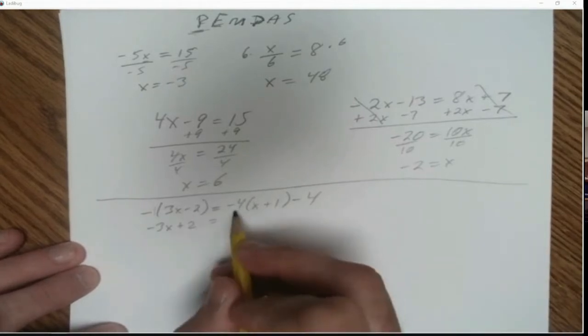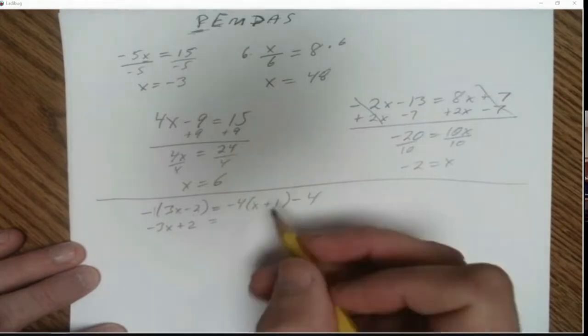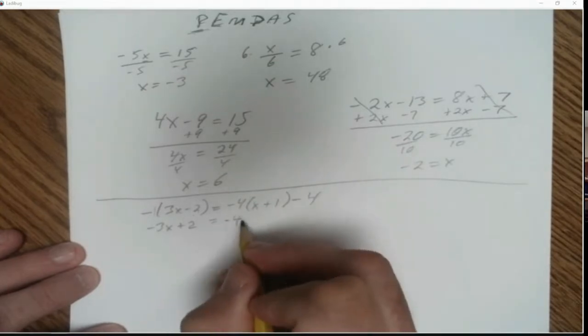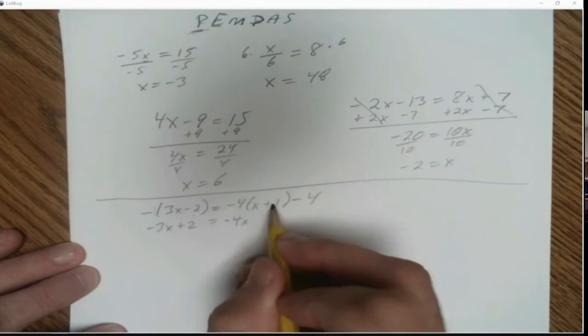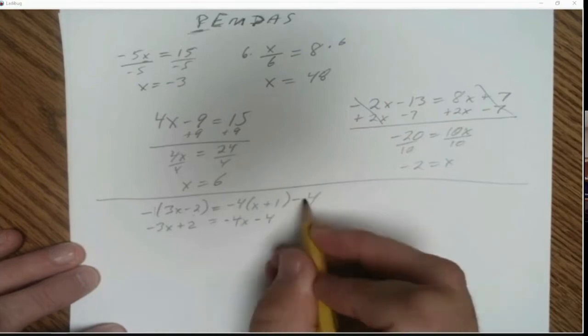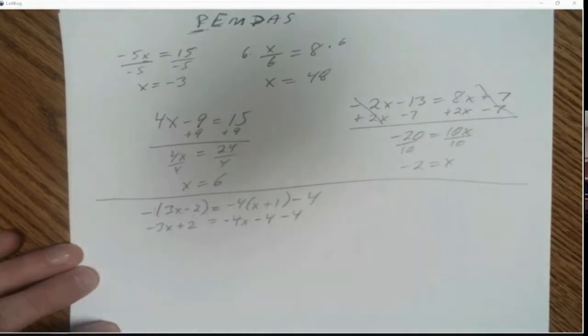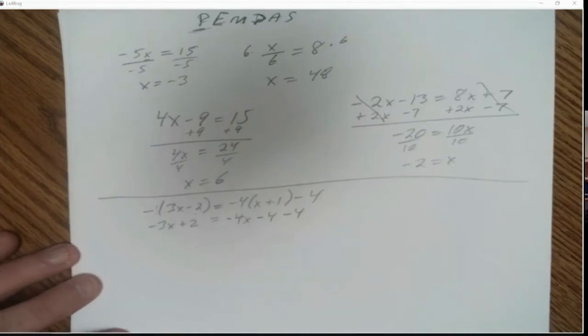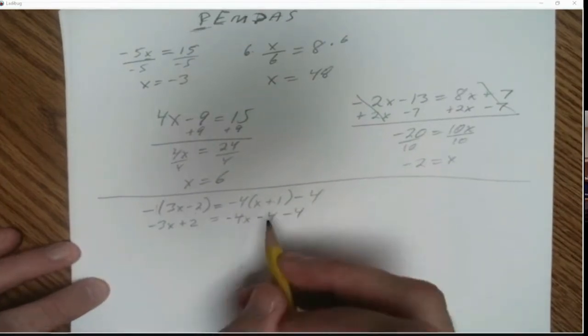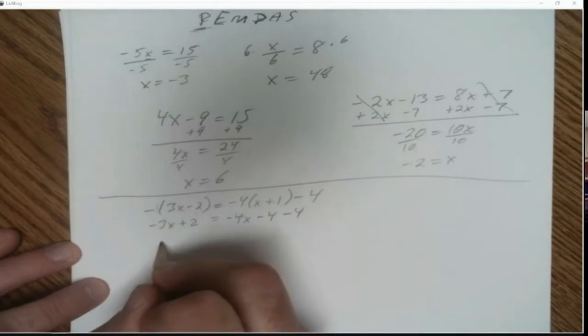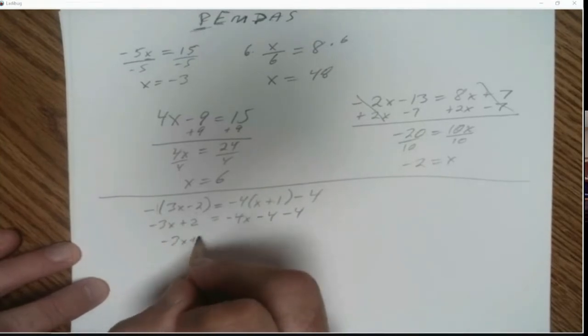We have a negative 4 outside these parentheses, so we need to multiply it times everything inside. So we've got a negative 4x, and negative 4 times 1 is minus 4. And then we still have this other minus 4 that's outside the parentheses. So in that case, we need to simplify. This is as simple as it gets, negative 3x plus 2. We can't do anything with that.